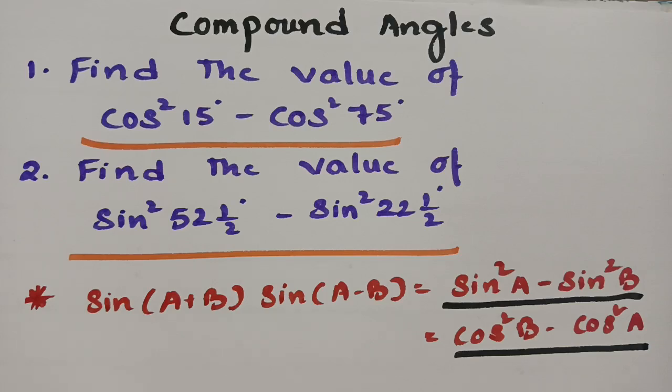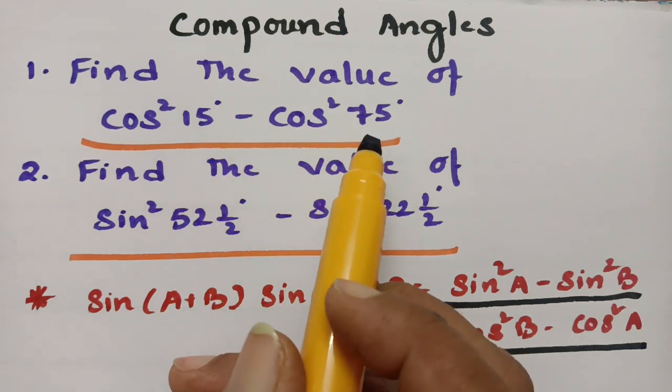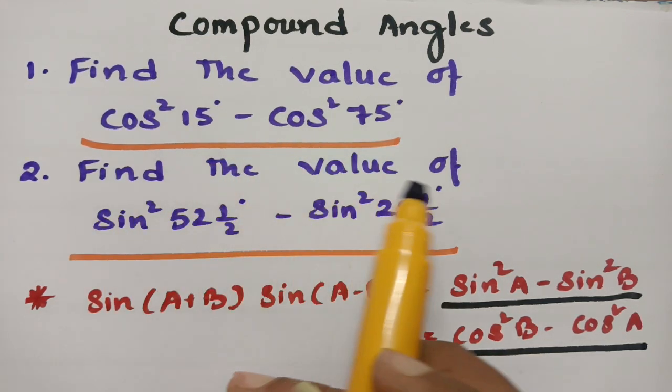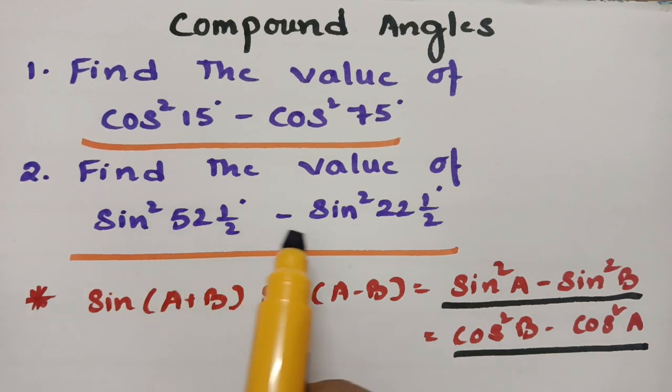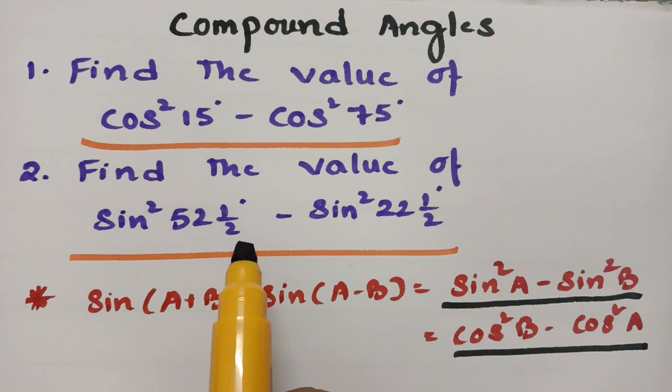Today's video is on compound angles. In today's video, we are going to find out the values of cos square 15 degrees minus cos square 75 degrees. And again, we have to find out the value of sine square 52.5 degrees minus sine square 22.5 degrees. So how to find these values?